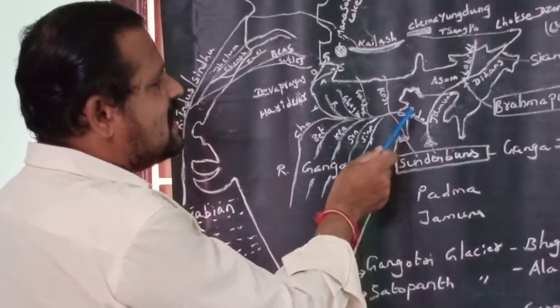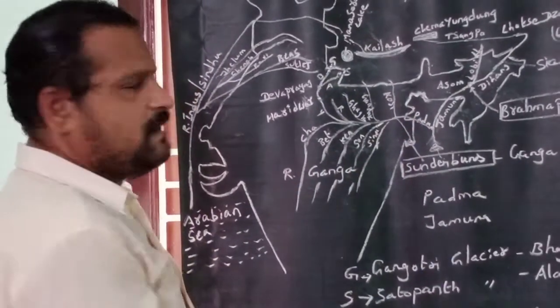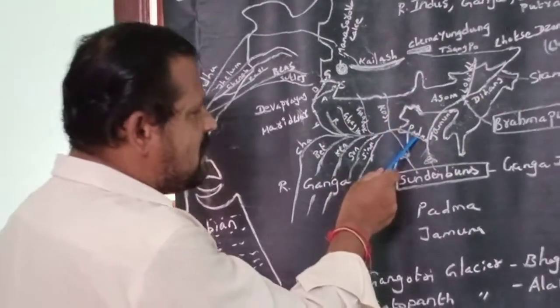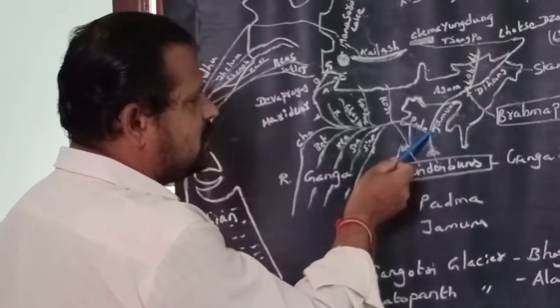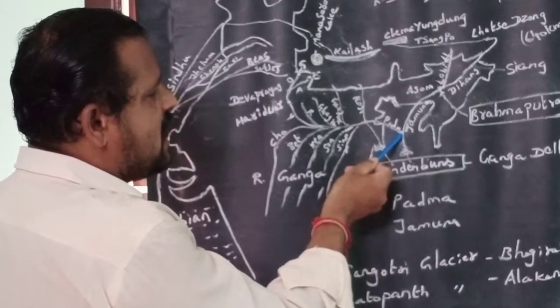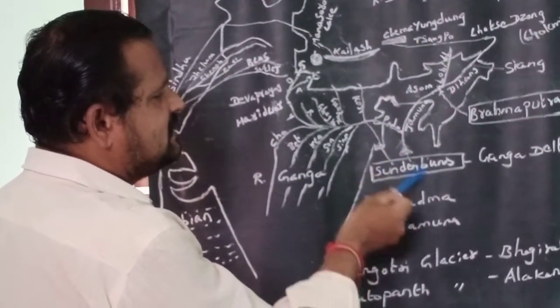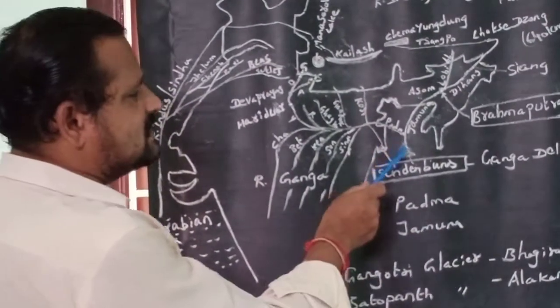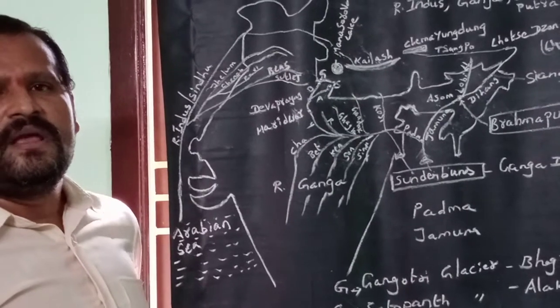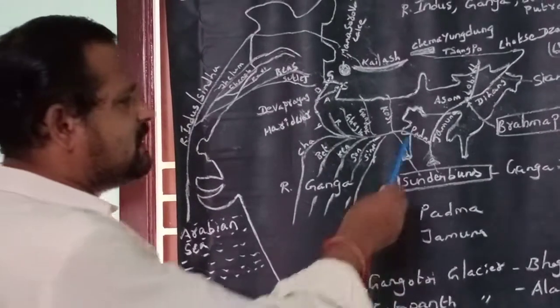In Bangladesh, the Ganga river is called Padma. This Padma joins with the Jamuna river and forms a delta and reaches the sea. This delta is called Ganga Delta. Ganga Delta is the largest delta in the world, called Sundarbans.